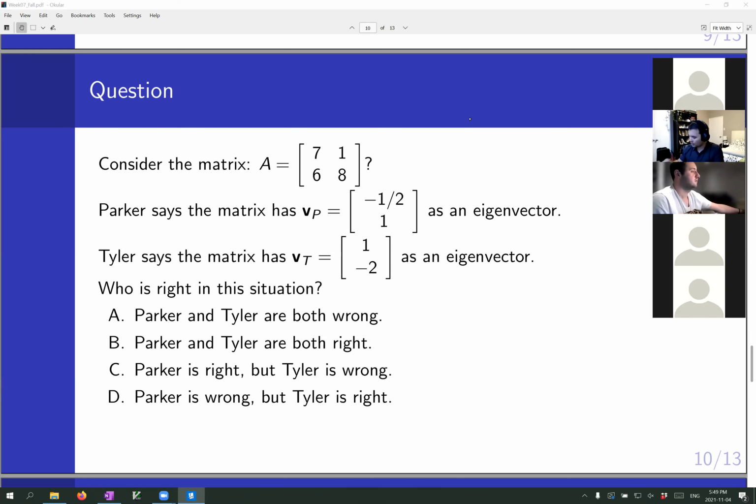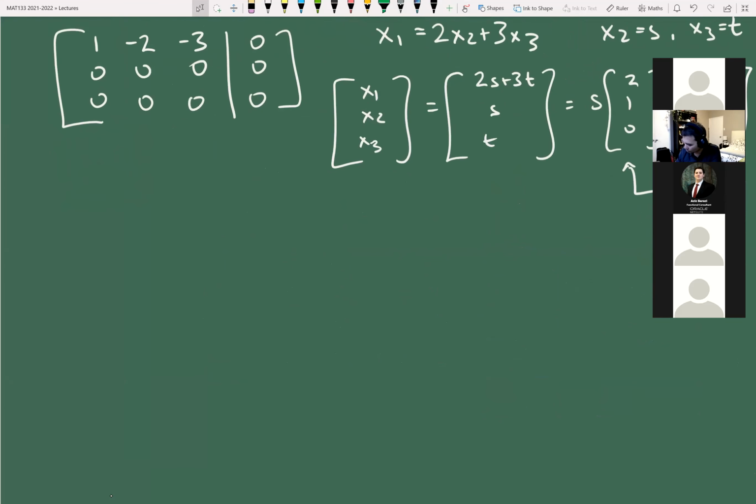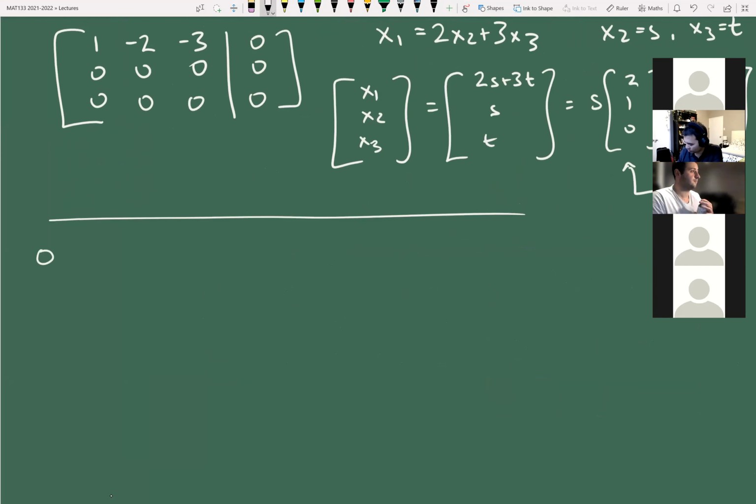So if we want to check if they're an eigenvector, we only need to check one of them. Now we could just check both of them anyway, if you wanted to do it that way, you could. So even if you didn't know that the scaling of one worked. So this is actually question 10. I jumped a lot. So we have A is equal to 7168.